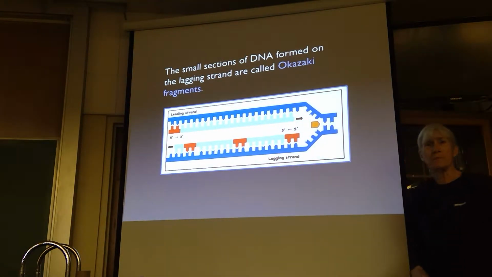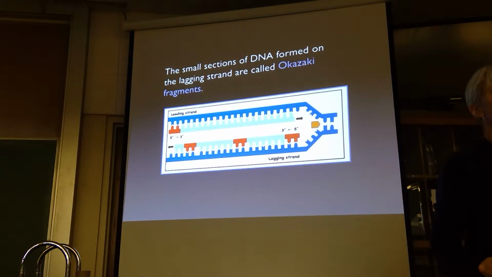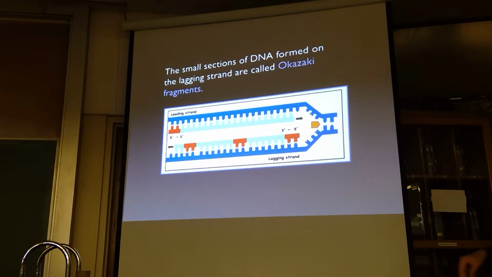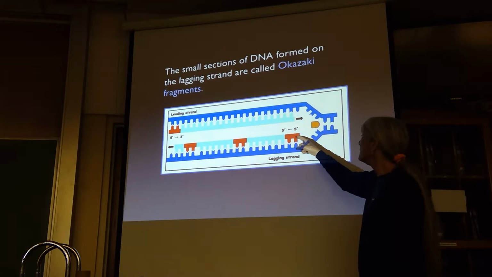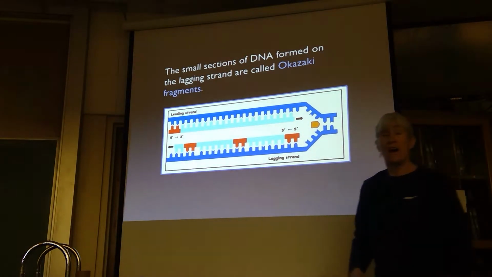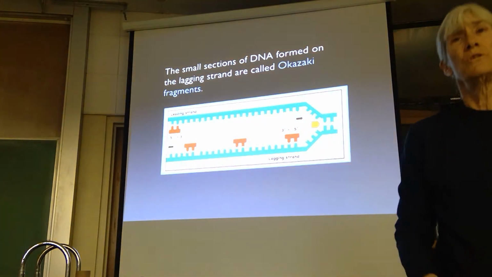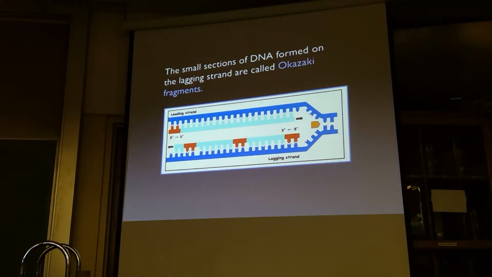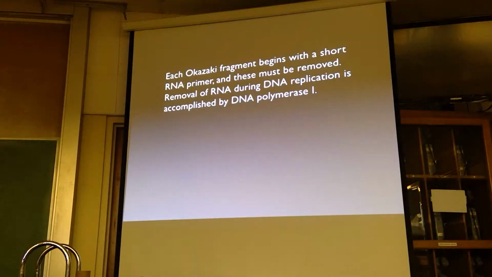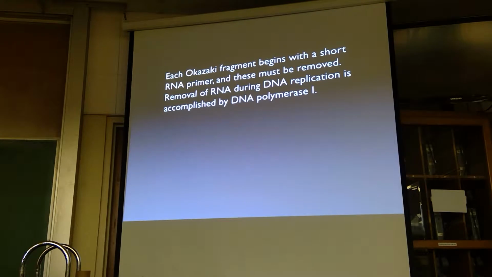But we have a problem on the lagging strand because the lagging strand now has RNA in it. This red color is indicating that that's RNA, not DNA. We're supposed to be replicating DNA, so the cell has to get rid of those little RNA primers on the lagging strand. It also has to get rid of the one at the origin. So every single Okazaki fragment begins with a short RNA primer. It's got to be removed.